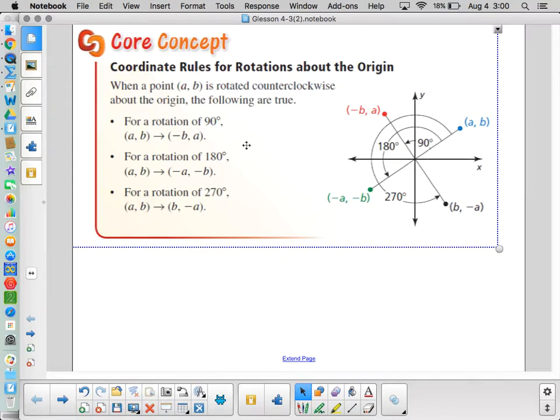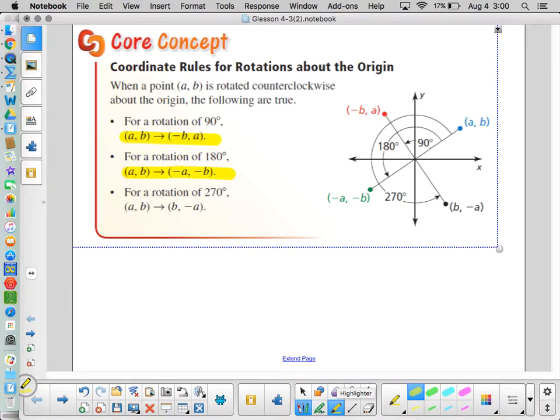Basically, and I will give you notes on this for the quiz, you will not have to memorize these rules because they get really confusing. But when we rotate in the coordinate plane around the origin, we can use the following rules. A rotation of 90 degrees takes the point (A, B) to (negative B, A). So it switches the order and the sign of B. A rotation of 180 takes (A, B) to (negative A, negative B). 270 takes (A, B) to (B, negative A). And we'll see very quickly how this works in the coordinate plane. And again, memorization of this is really not required.